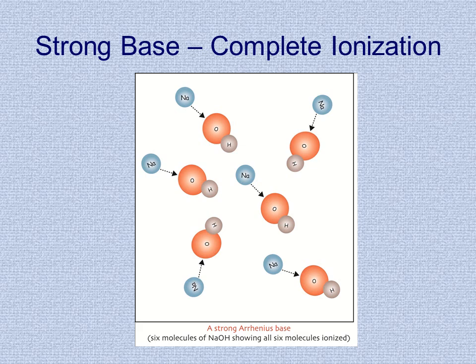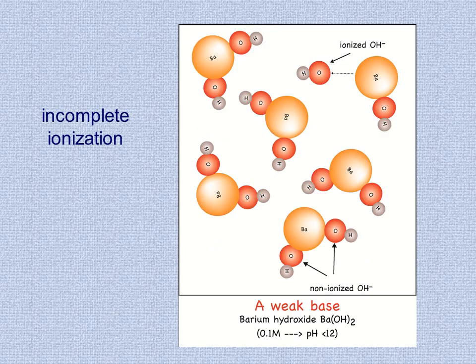Strong base, the same idea, complete ionization. Sodium hydroxide will release hydroxide ions and sodium ions when dissolved in solution. There are no more sodium hydroxide molecules. There are sodium ions and hydroxide ions. On the other hand, barium hydroxide dissociates partly. Some of the hydroxide ions will form and some of them will not. Some of the barium hydroxide molecules will ionize, others will not.